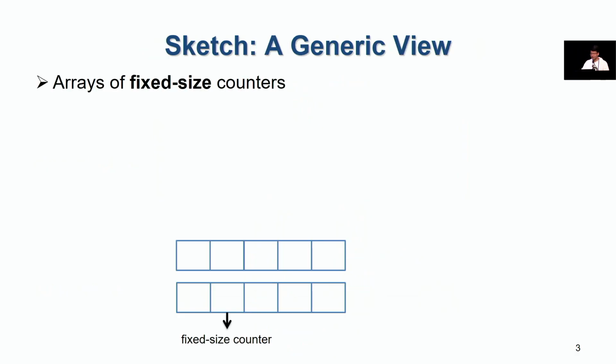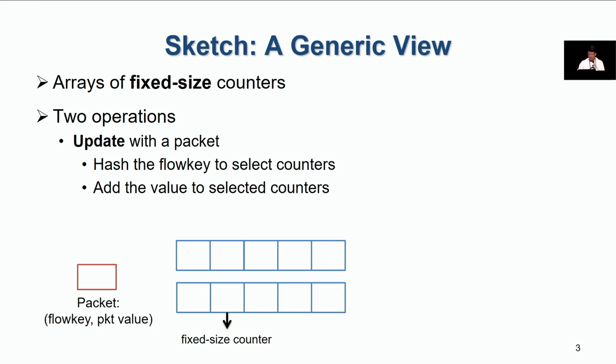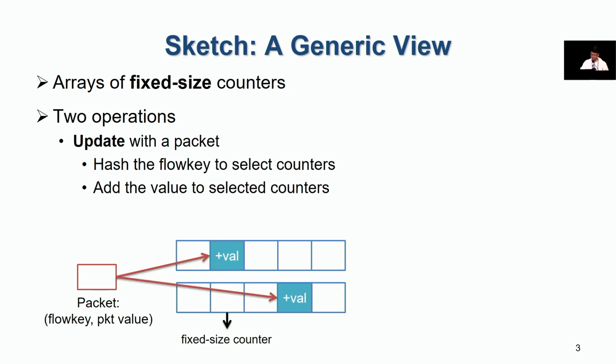Here is a generic view of the sketch. It consists of arrays of fixed-size counters. Moreover, it supports at least two operations. The first is updating with a packet. In measurement jargon, a packet is represented as a flow key plus a packet value, whose definition can be application-specific. The update operation hashes the flow key to select counters and adds the packet value to these counters.